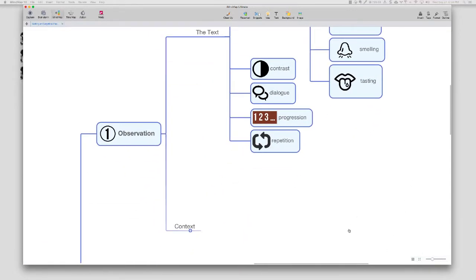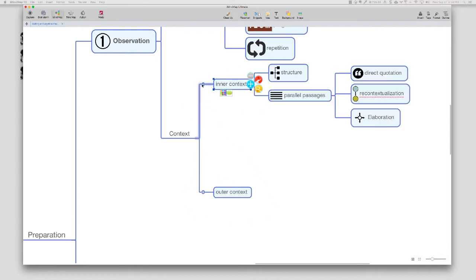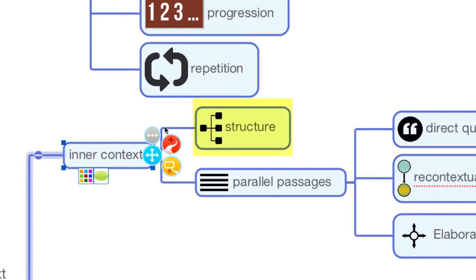So then what we also do is we want to look at the context. And of course most people understand that context means looking at what comes before and what comes after. But it is also much more than that. So there is an inner context and there is an outer context. The inner context is made up of two parts. The structure of the text, that's part of the inner context. In other words, what is the overall argument in the book, for example, the larger text?